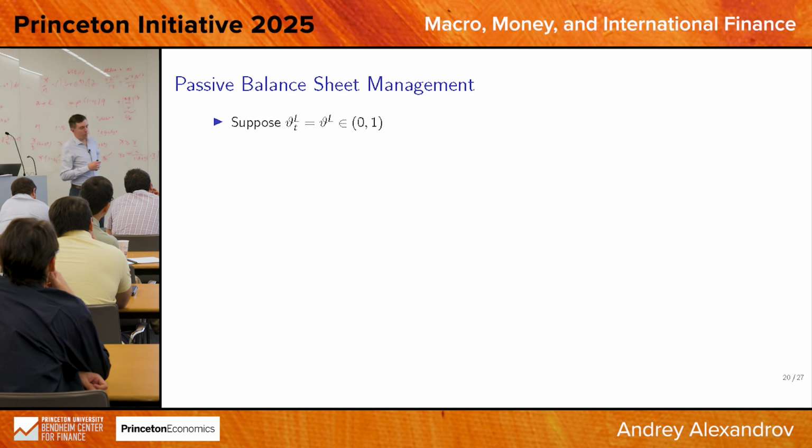Now, the first benchmark that we're going to look at is, suppose that you don't do any balance sheet policy over the cycle, but you do something that we call passive balance sheet management. You commit to a fixed VRT-TL. You commit to a fixed proportion of long-term bonds and reserves in the economy, and you keep it constant forever. How much can you do? How close can it take you to the efficient allocation?